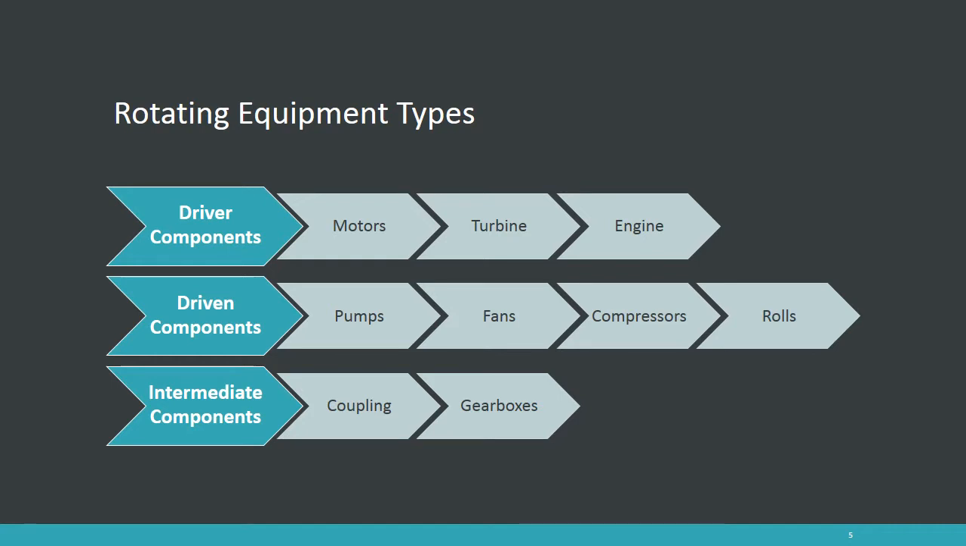Rotating equipments can be classified into three main categories, such as driver components like motors and turbine and engines. Then we're gonna move to talk about the driven components such as pumps, fans, compressors, and rolls. There are intermediate components between the driver and driven, such as coupling and gearboxes.